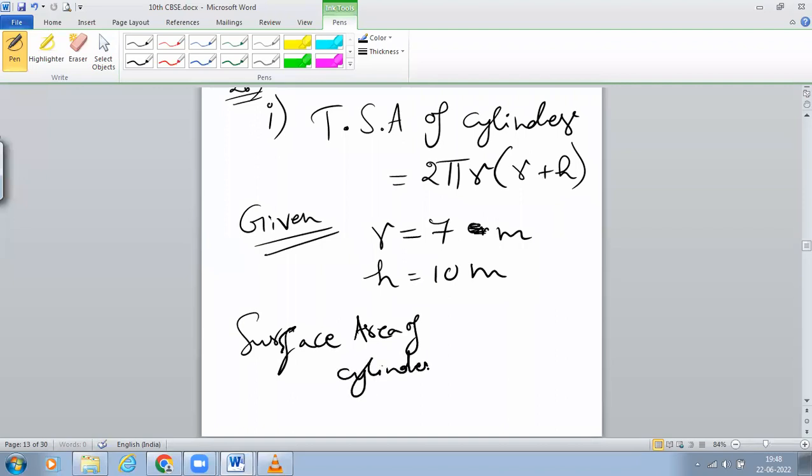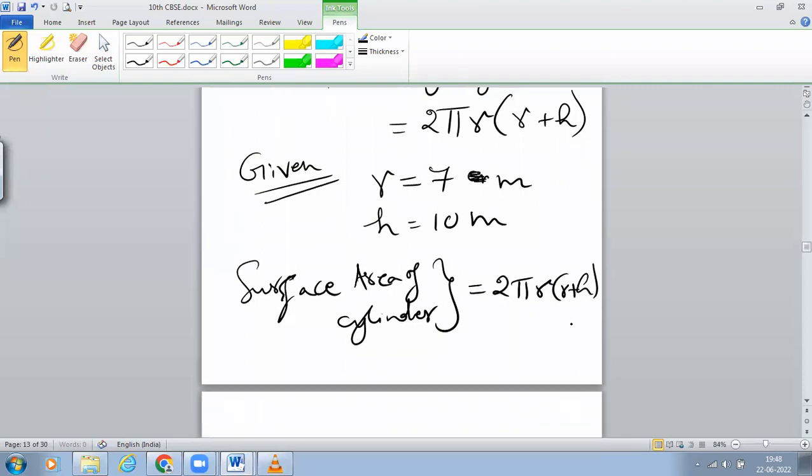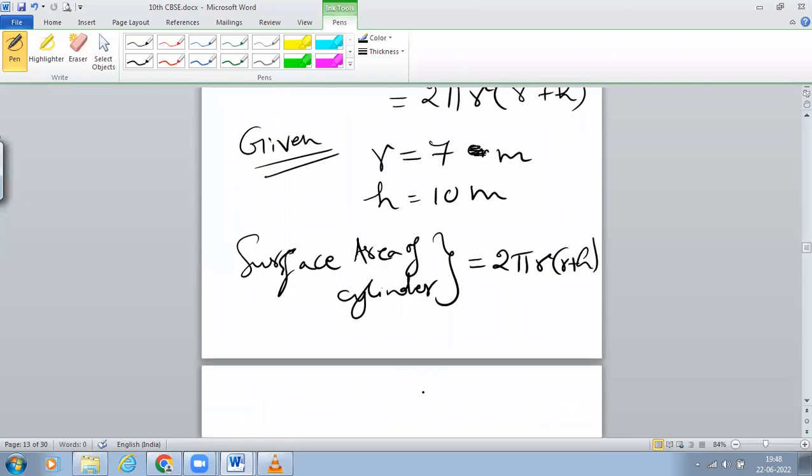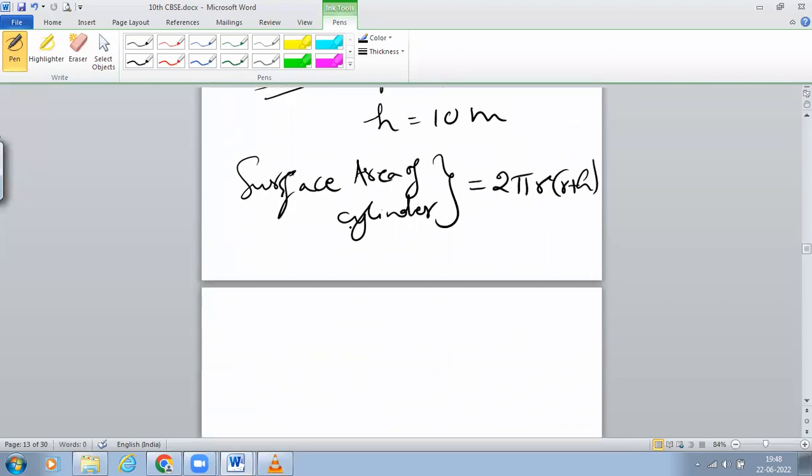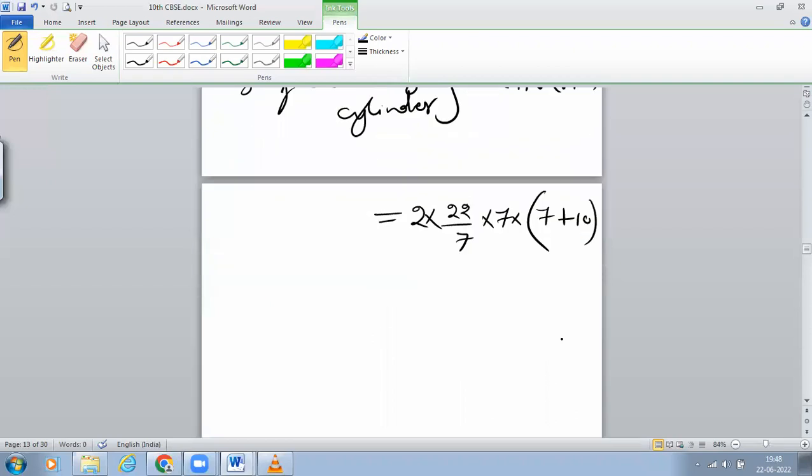Surface area of cylinder is equal to, we have to first write the formula, that is 2 pi r into r plus h. Please memorize the formula. Now we have to substitute the values for r and h. So 2 into, what is the value of pi? Pi is 22 by 7, into r, which is 7, into bracket open r plus h, that is 7 plus 10, bracket closed.